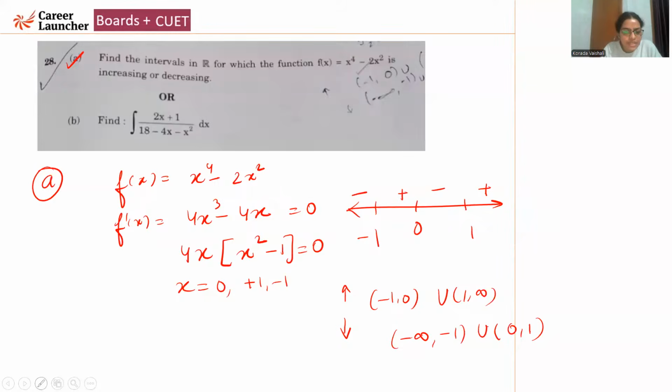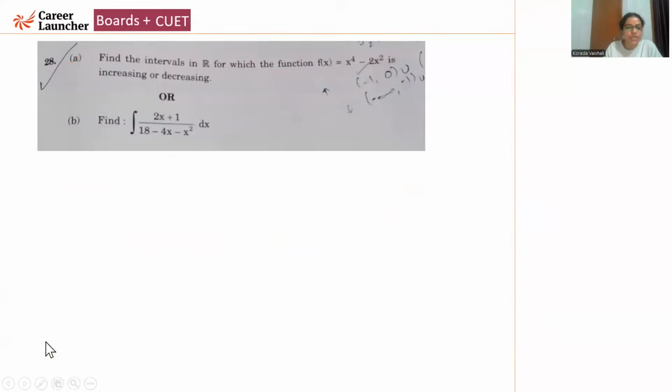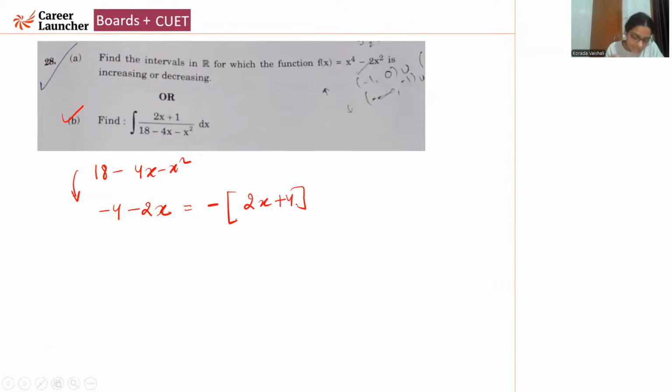So now let's discuss it here itself. What is option number B? So here we are given a rational function, right? So let's consider the derivative of the denominator. So if I'm considering 18 minus 4x minus x square, I'm calculating the derivative of this function. So -4 minus 2x. Now if I'm going to take negative common, so it is going to be 2x plus 4. Now, how can I make or bring this expression in the numerator?